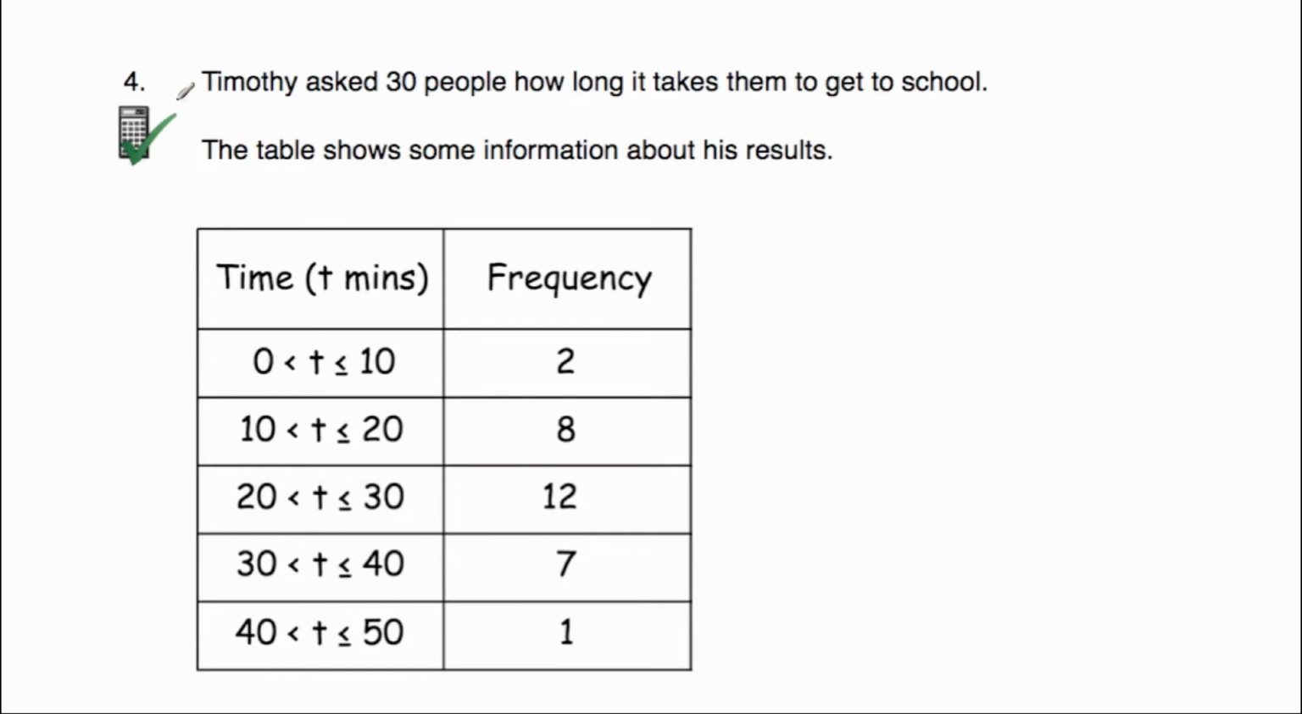Okay, let's have a look at question number 4. So question number 4 says, Timothy asks 30 people how long it takes him to get to school. And the table shows some information about his results. So we've got the time taken between 0 and 10 minutes, so more than 0 minutes, but less than or equal to 10 minutes. So there's 2 students, so it doesn't take them very long to get to school.